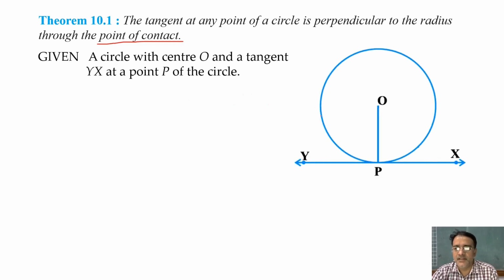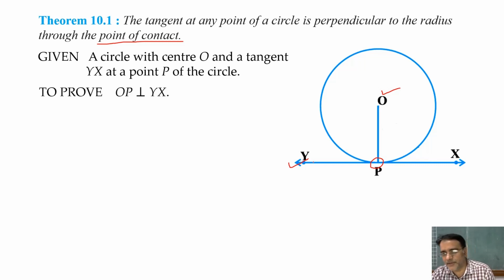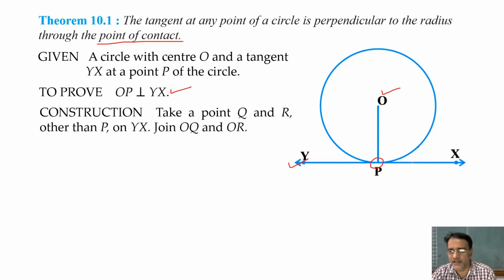A circle with center O, and YX is the tangent and point P is the point of contact. Now what we will do, we have to show that OP is perpendicular to YX. So we have to take 2 points or 3 points also you can take, Q and R. And we will join OQ and OR. First let us join OQ, then we will join OR.